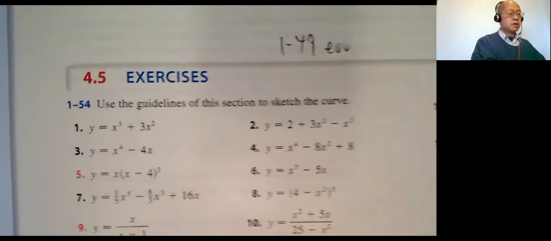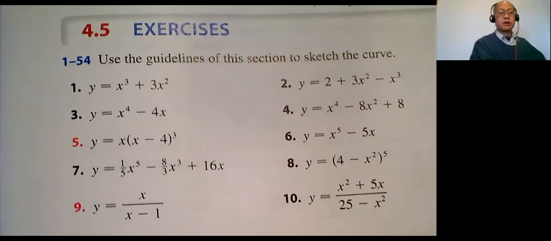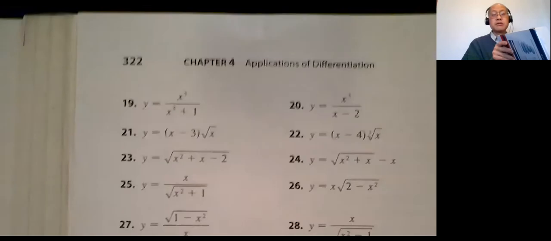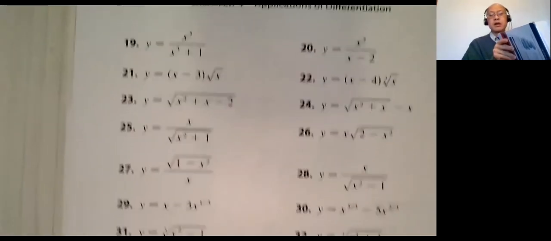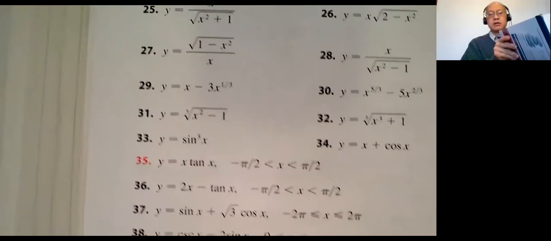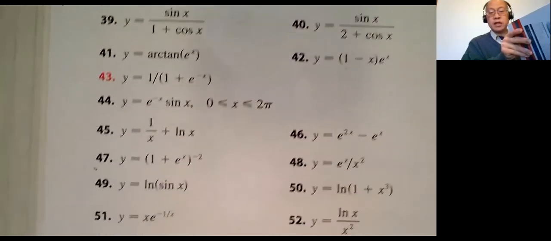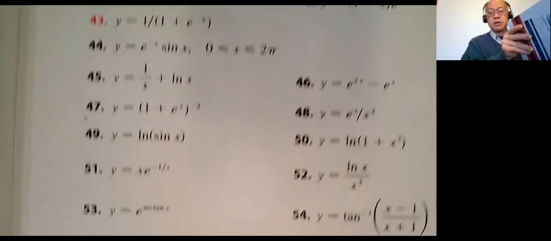So page 321. Okay, so for those of you who don't have the book and aren't getting it, 5, 7, 1 through 9, 11 through 17. And on 322, many more. And I think 45 was the last one, I believe. I forgot, but I think that, yeah, that pretty much should do it.